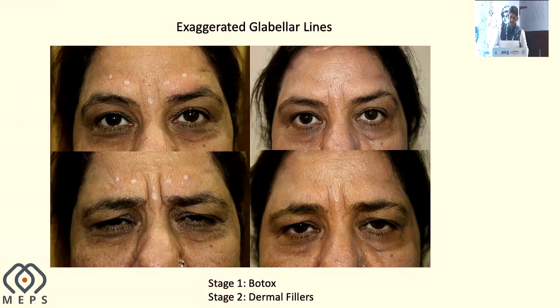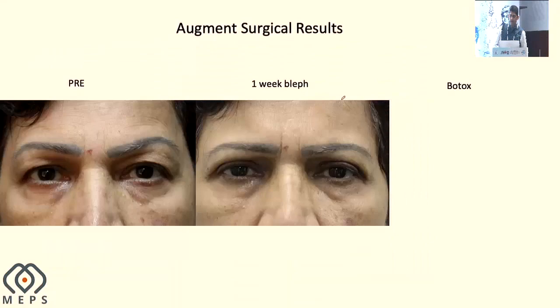And then exaggerated glabellar lines, as you see in this lady, again, Botox is not going to do the job completely, but it is going to give you a softening effect, which then later on the static lines can be covered by injecting filler in this area, although it is a little dangerous.